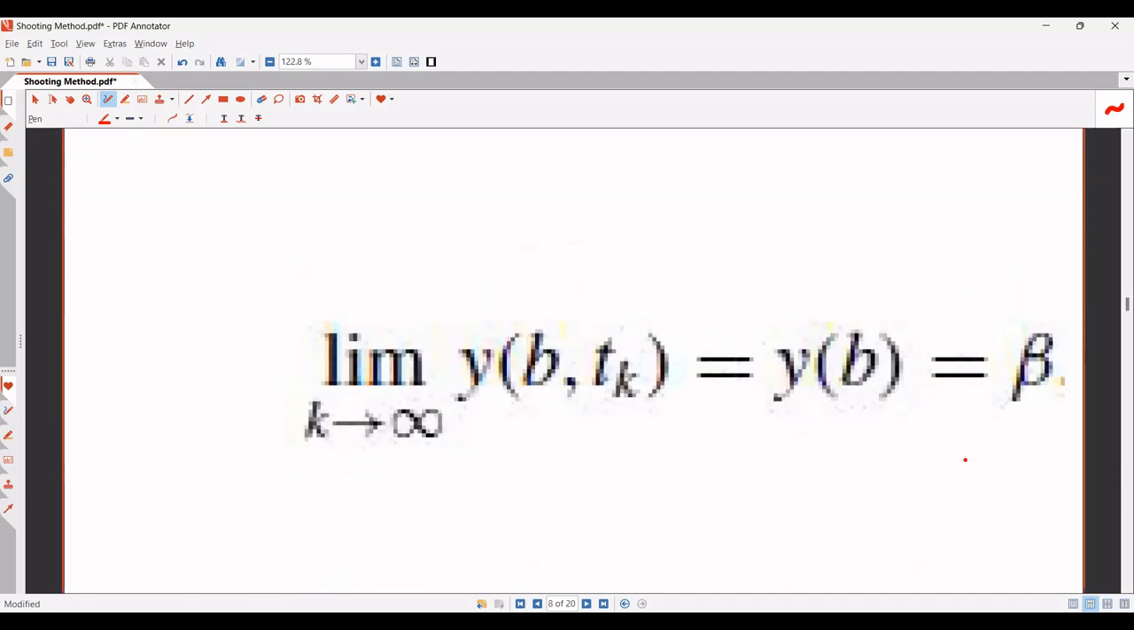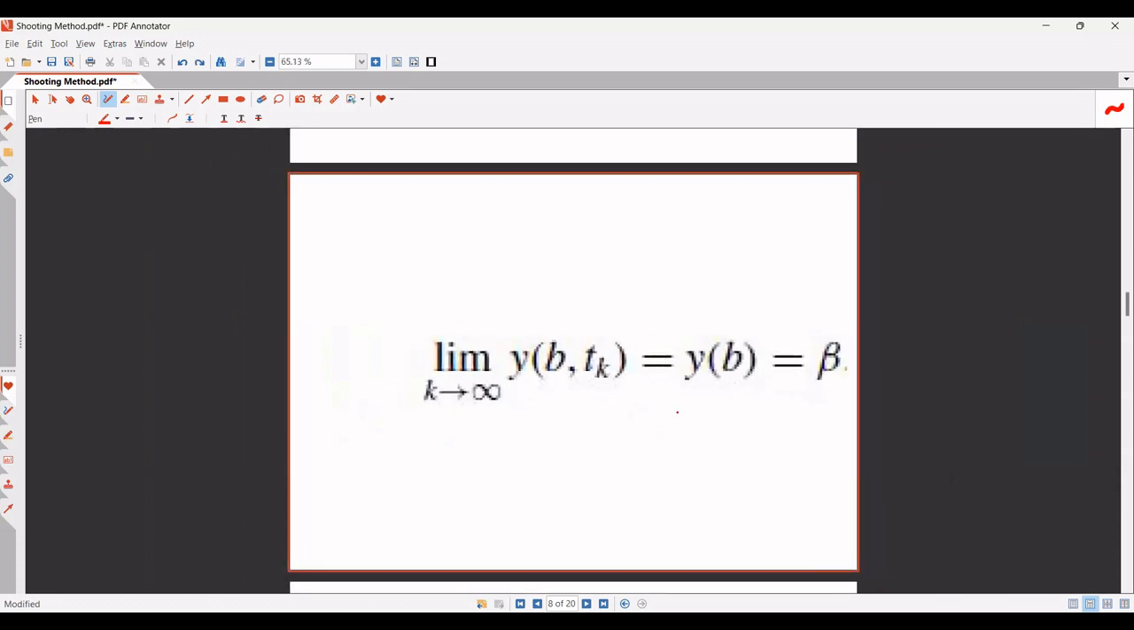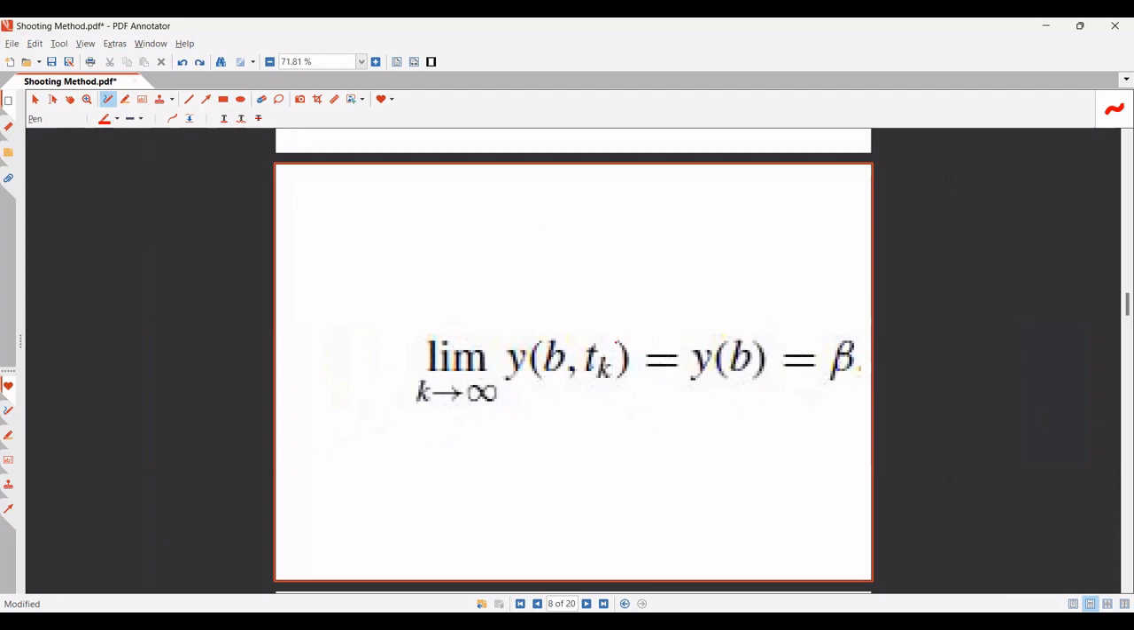Then what we do is somehow we iteratively find better values for t, like t1, t2, t3, etc., so that this sequence of t converges to some value. I think it's a little blurred here, so let me zoom out a bit so that it appears comparatively clearer. So we shall construct a method to find better approximations for t, so that as t converges to some most suitable value, the value of y at b converges to beta.